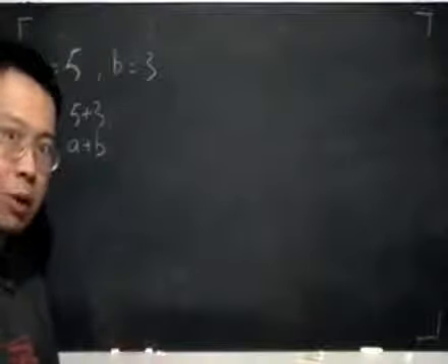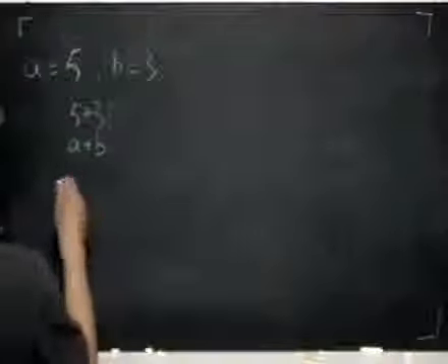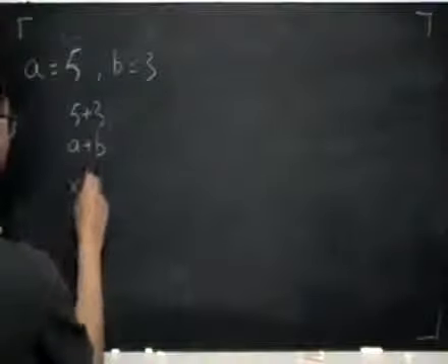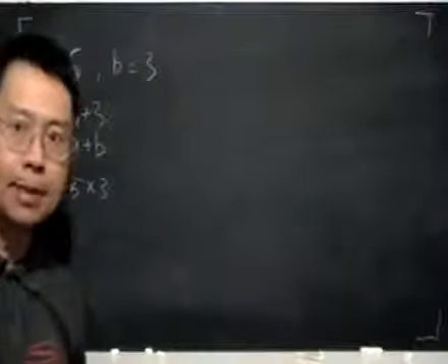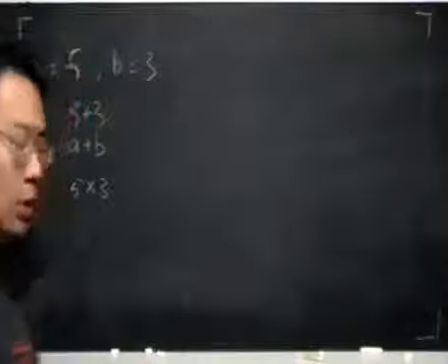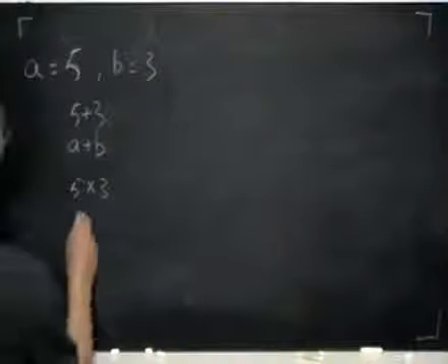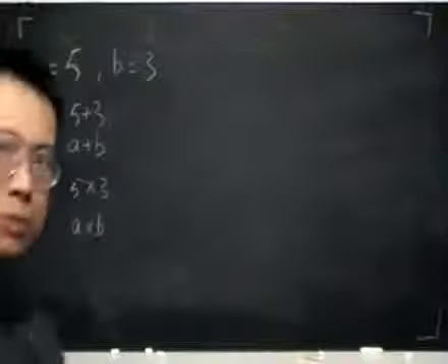If we want to multiply them, we can do 5 times 3. That's multiplying 5 and 3. Or in algebra, we can write them as A times B. So that's using the symbol.